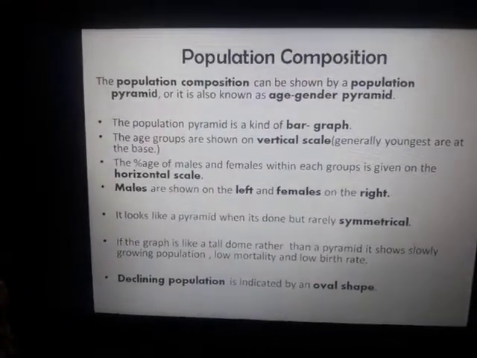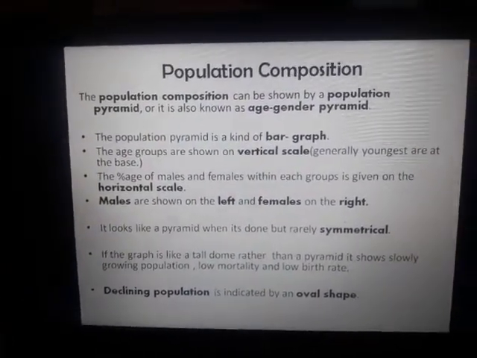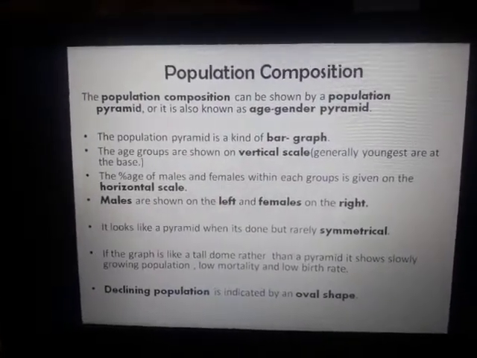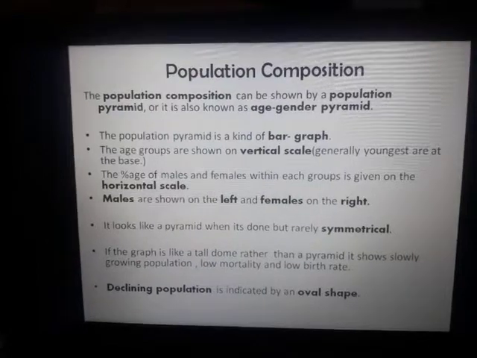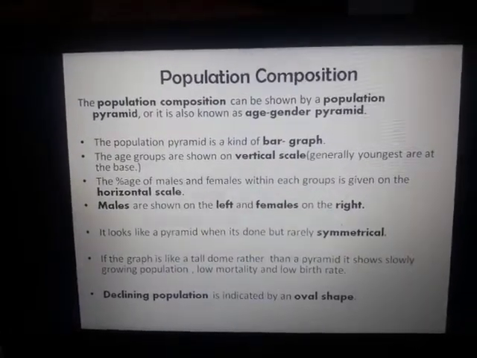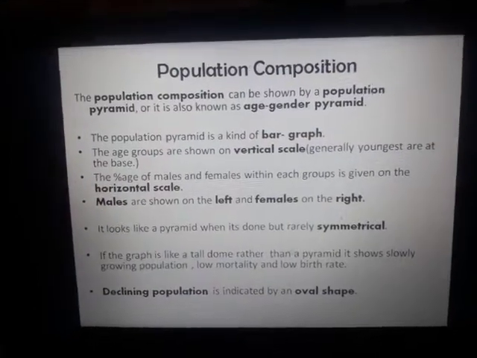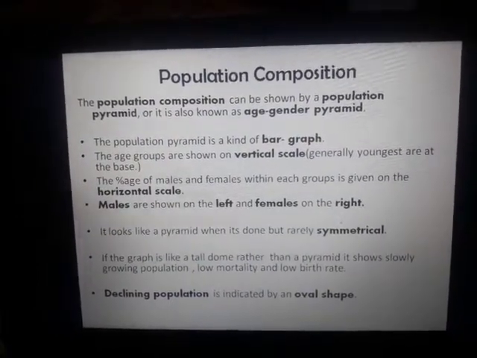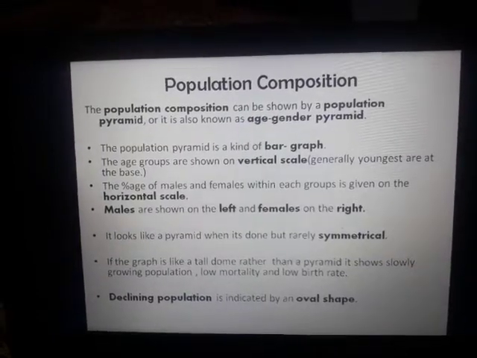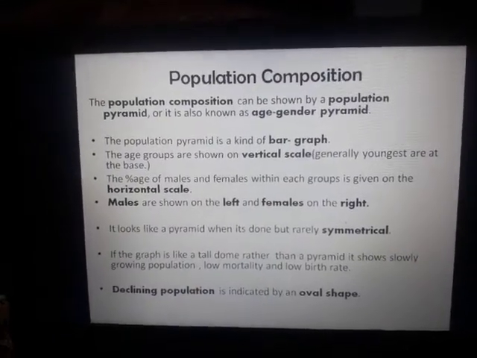The percentage of the males and females within each group is given on the horizontal scale, in which males are shown on the left and females are shown on the right side of the horizontal scale. It looks like a pyramid when it's done, but rarely it is symmetrical.